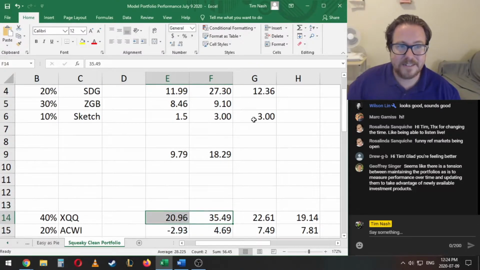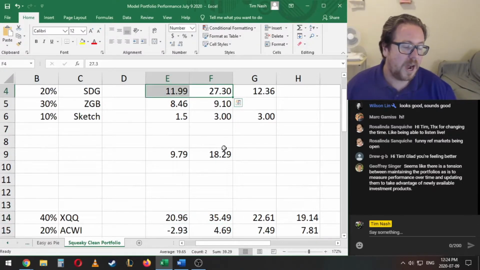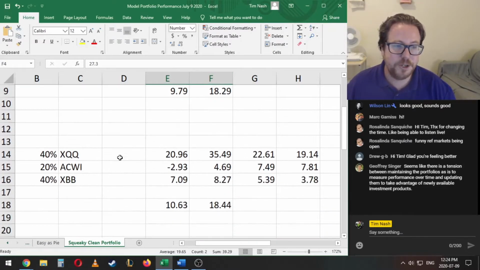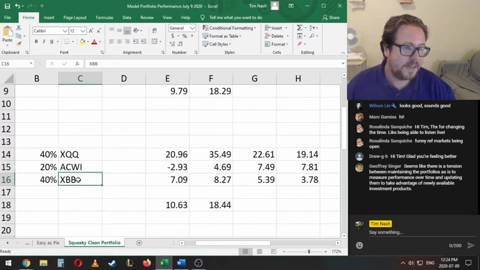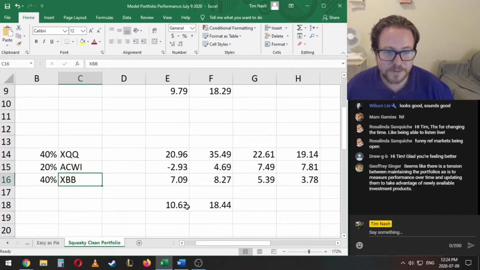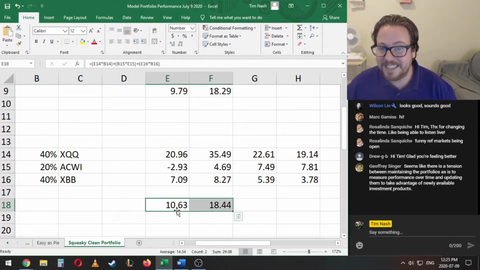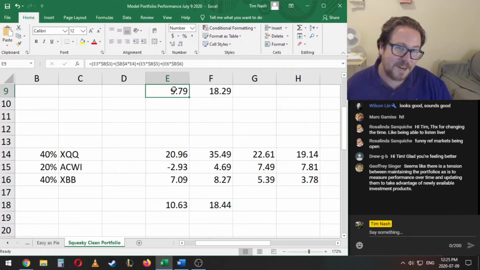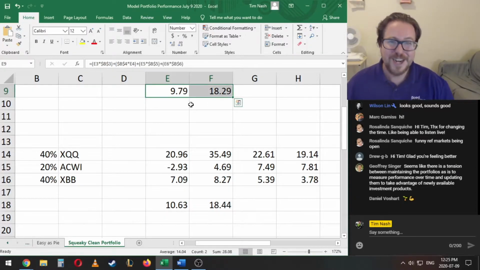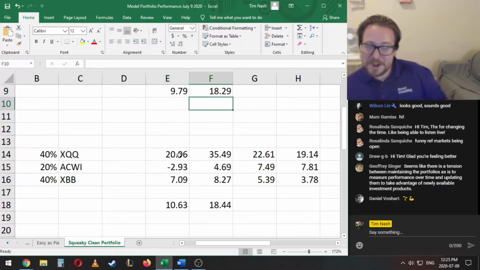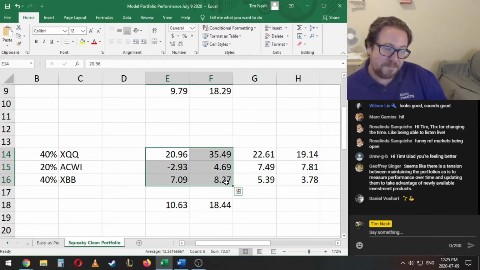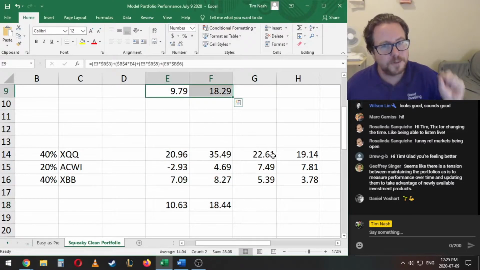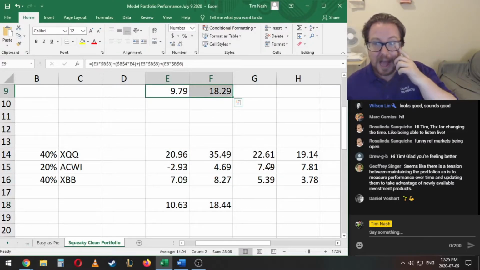That said, the SDG, which is the iShares Global Impact, there really is no benchmark for this. So I did do the All Country World Index, and then I did have my bonds as that standard bond ETF. So you can see here 10.63, 18.44 versus 9.79, 18.29. So you can see that, compared to probably this better benchmark, the Squeaky Clean portfolio has underperformed just a tiny little bit.